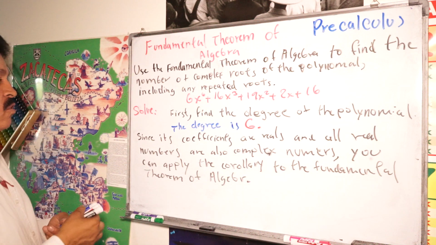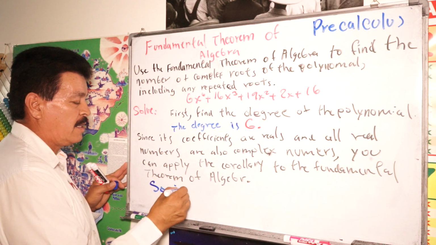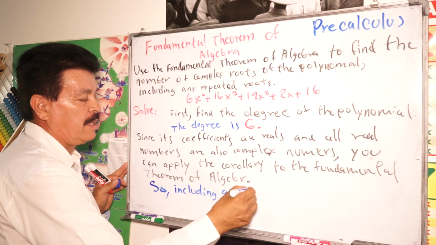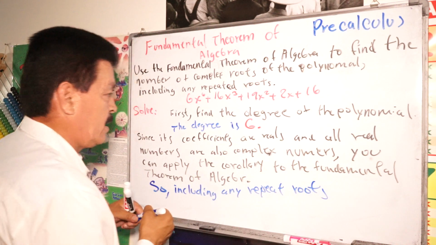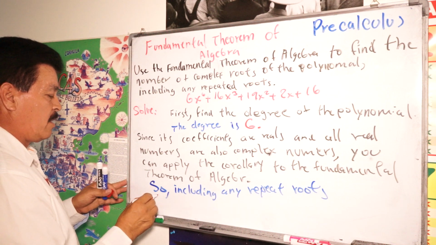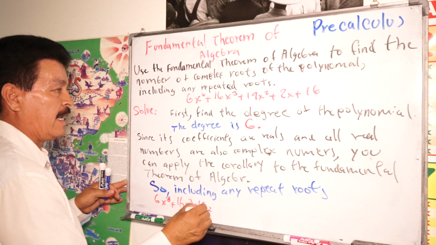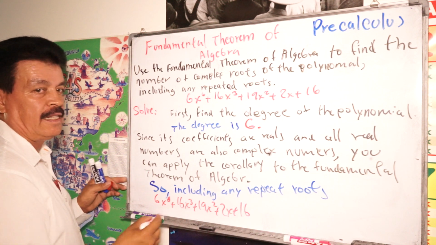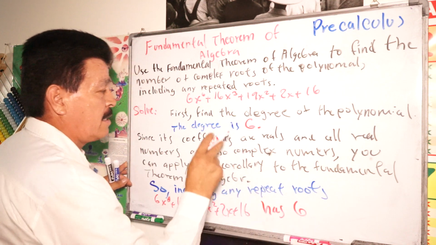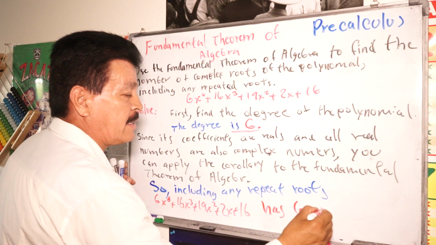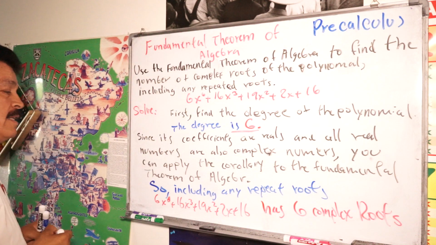All right, so now our conclusion. Including any repeat roots, we're going to write again 6x to the 6th power plus 16x to the 3rd power plus 19x to the 2nd power plus 2x plus 60, okay, has six complex roots. All right, this is our answer.